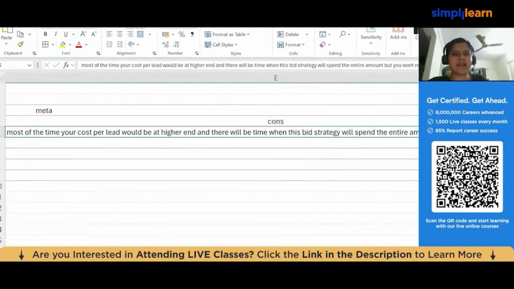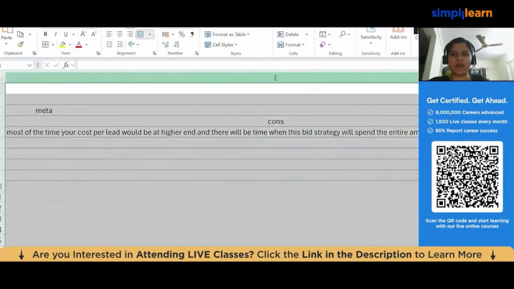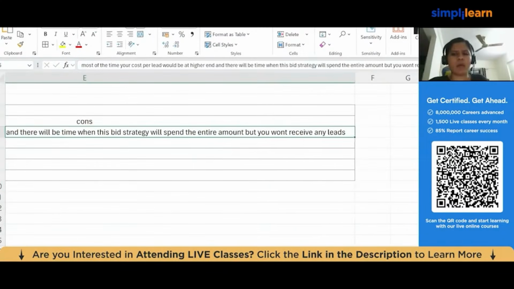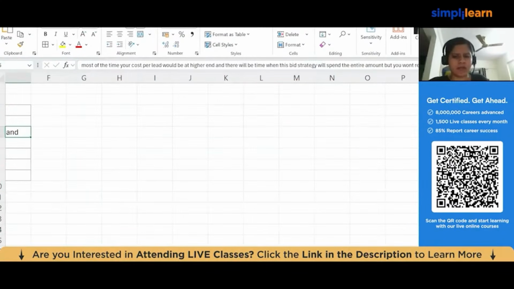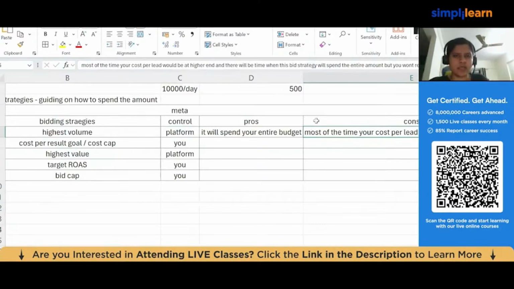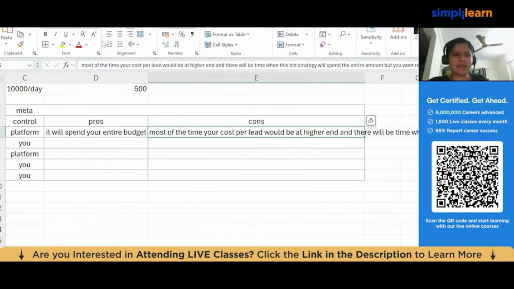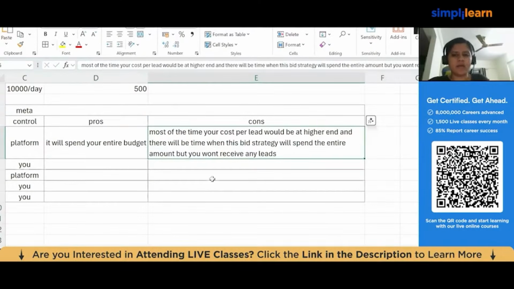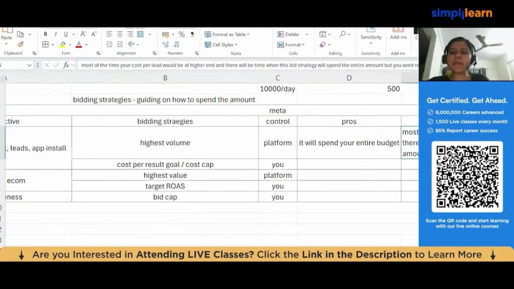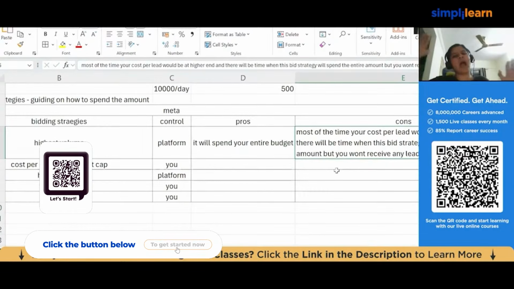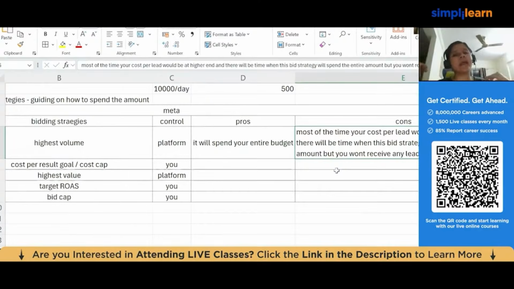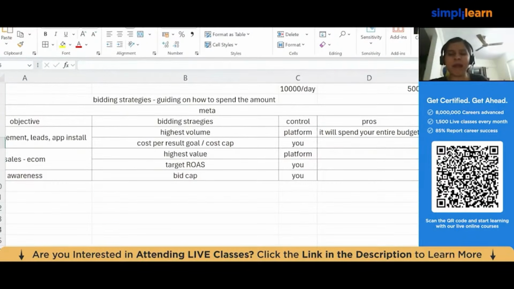So this bidding strategy, guys, trust me, it will spend your amount very quickly. You won't have the problem of why my campaign is not spending. You won't come across that issue. But as I said, the cost per lead would be at a higher range, and there will be times when the platform will spend the entire 10,000 rupees but you won't get a single lead. Now why can such an issue occur?